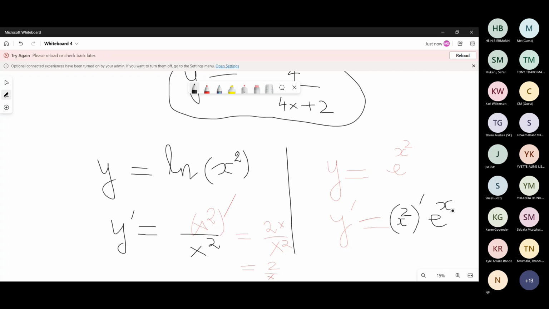What is the final answer? 2x multiplied by e power x squared. Good, excellent. This is power 2, please. Don't confuse it. It's x power 2.